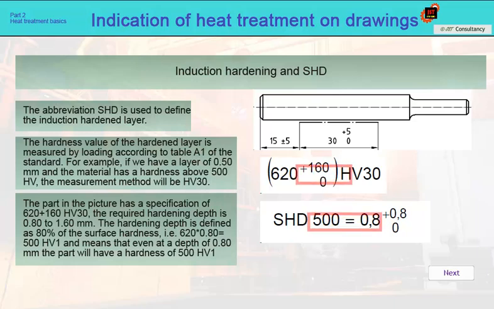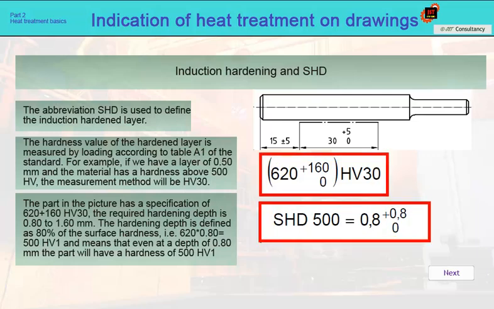The part in the picture has the regulation 620 plus 160 HV30. The hardening depth is defined as 80% of the surface hardness, which is 620 times 0.8, equal to 500 HV1, and is prescribed at 0.8 to 1.6 millimeter. This means that if we measure the hardness of the quenched layer in the profile, the hardness must still be 500 HV1 at a depth of 0.8 millimeter.